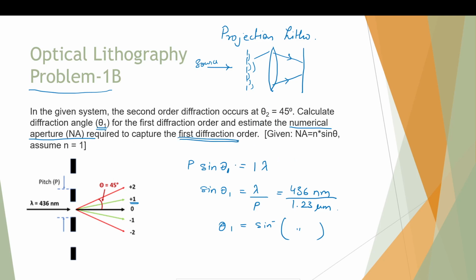That means that we need to capture theta 1. The formula they have also given us. The numerical aperture required to capture theta 1 will be nothing but n sin theta 1, and we are assuming that it is not an immersion litho setup, it is just air here. So n equal to 1, so that will be nothing but just sin theta. That is nothing but 436 divided by 1.23, and if you do it, it will come out around 0.35. So this was also a quiz problem that was asked in a previous year.